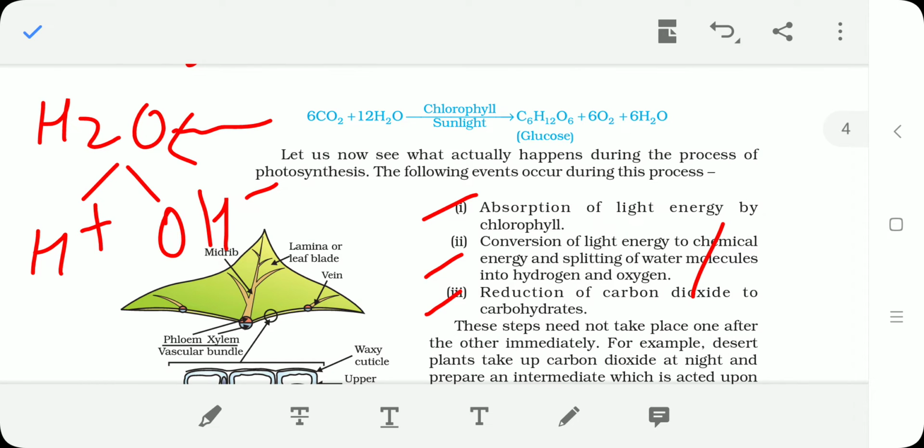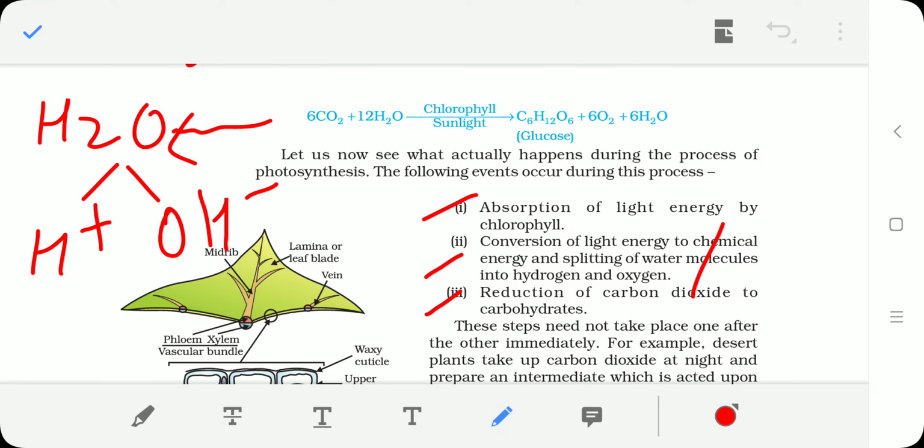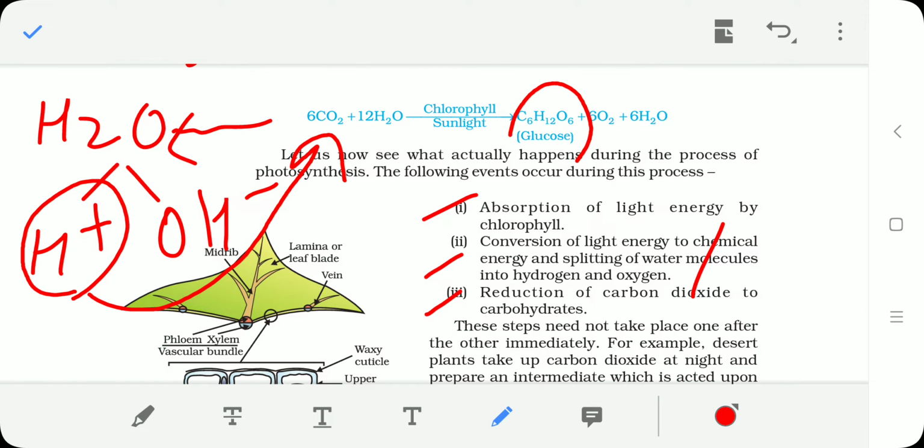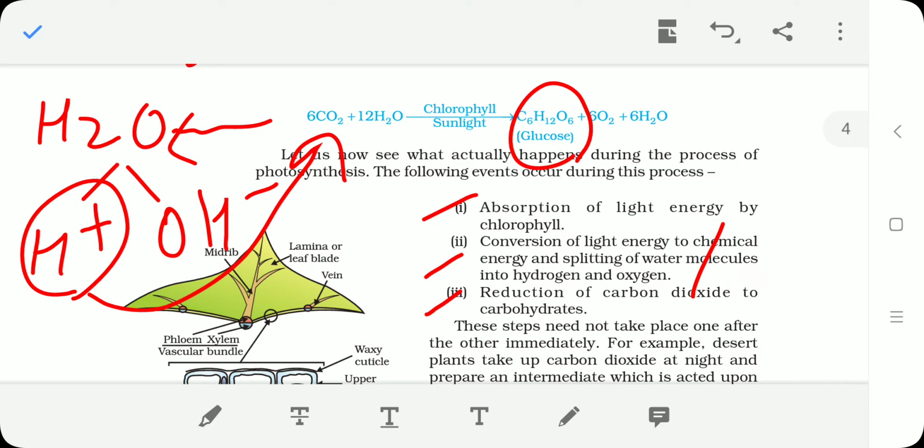That means here this H2, this electron is attached to CO2. So here CO2 is reduced and this CO2 forms glucose. Understand? So glucose is made by the reduction of CO2. Clear? So this whole process is what happens in photosynthesis.